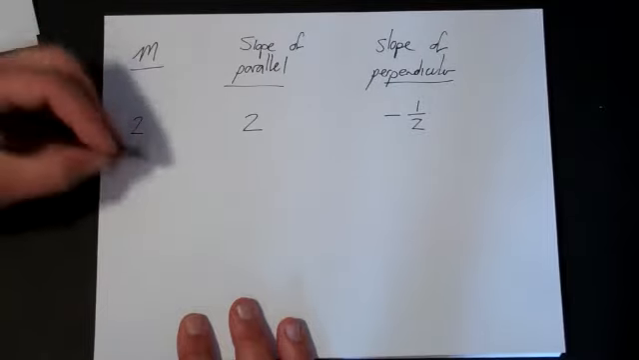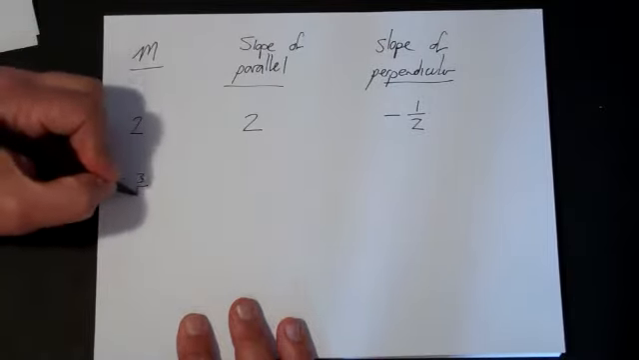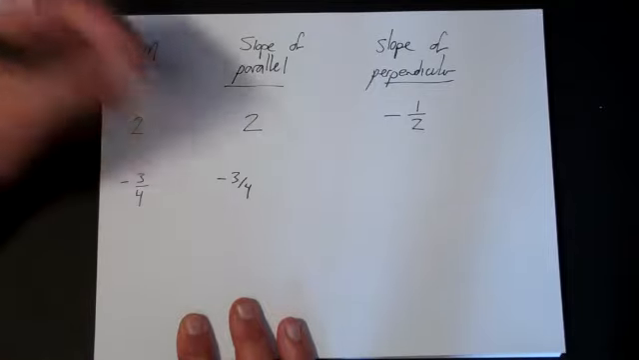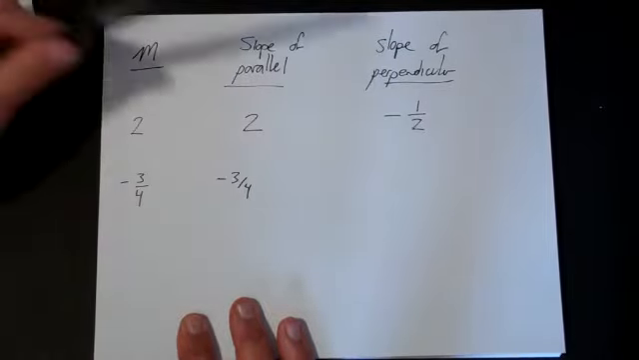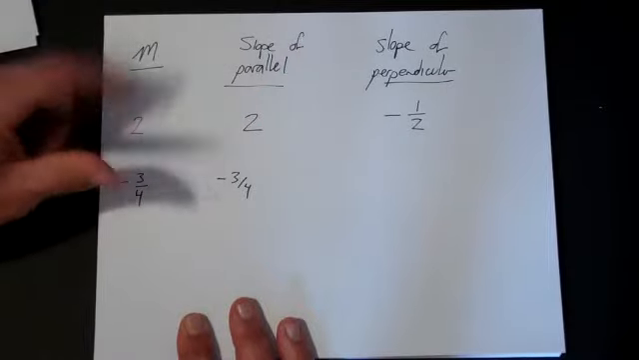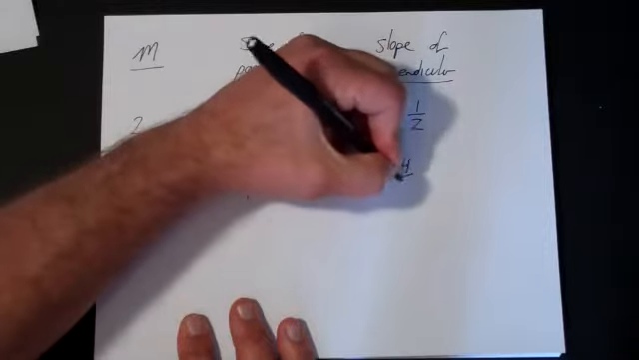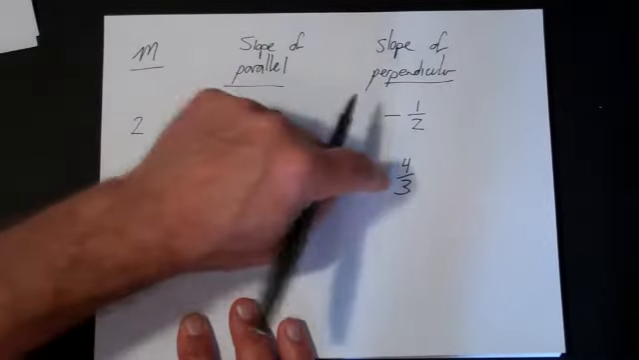Let's go back to slope. Let's say you had a slope of minus 3/4. The slope of the parallel line is also minus 3/4. And the slope of the perpendicular line, you flip the fraction, you take the reciprocal, so that's 4/3, and you change the sign. This is a negative, so that will be a positive.